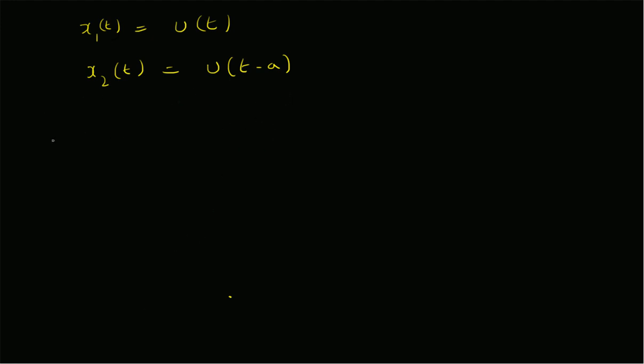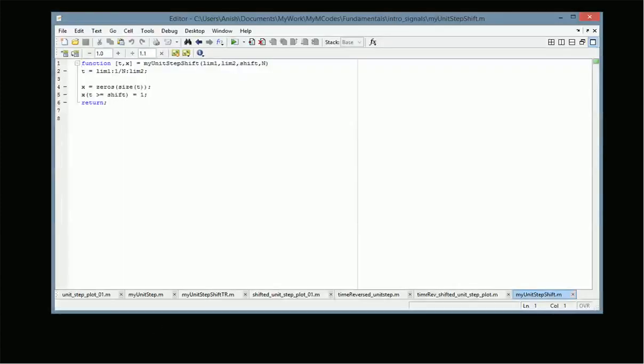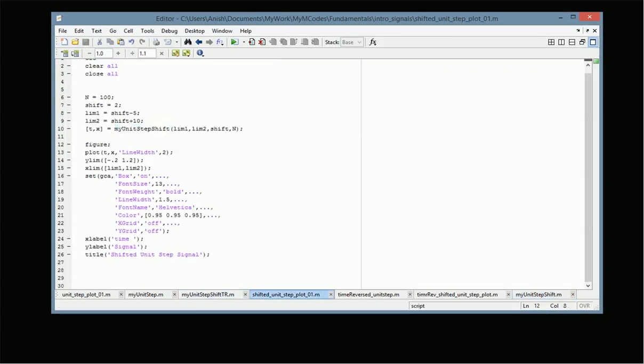So for theoretical reference, u of t minus a should look like the following. So we are going to look at this u of t minus a in Matlab. So for plotting this signal u of t minus a, all we have to do is first define the limits and the amount of shift. So say the shift is equal to 2 and the limits are something like limit 1 is equal to shift minus 5 and limit 2 is equal to shift plus 10.